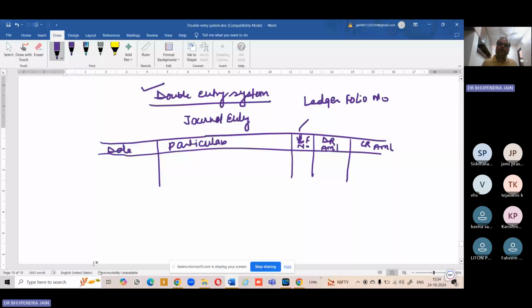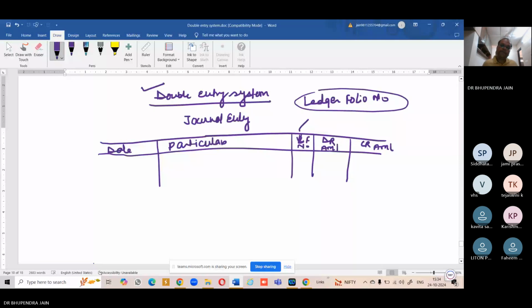So now, what is the ledger folio number? We have already discussed. Suppose we pass the entry purchase account debit to cash. So after passing the entry in the general book, now we have to prepare the ledger. In the ledger book, on which folio number of the ledger page will we pass the entry of purchase and cash? So this is the importance of the ledger folio number.